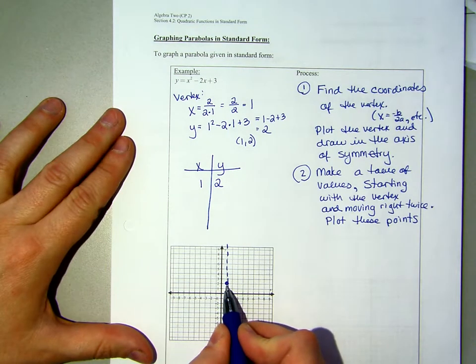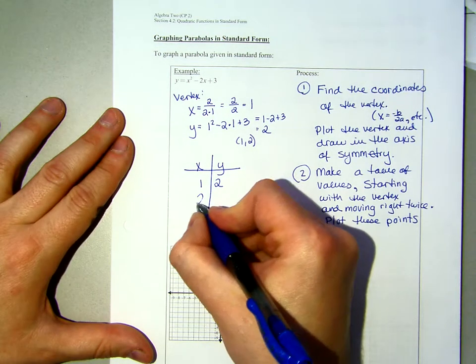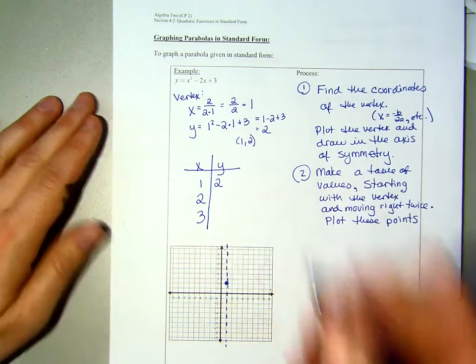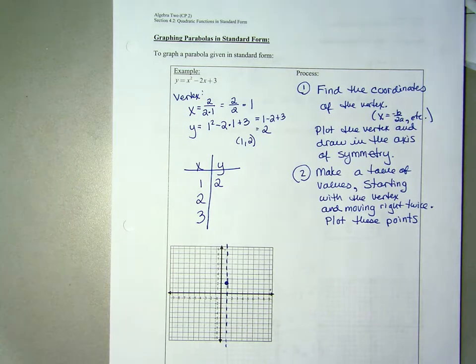If you're at 1, 2 and move right 1 space, what x value are we at? 2. If we move right again, what x value are we at? 3. Those are the x values we're going to put in our table. If we were starting at 5, move right, you're going to get 6, and then 7.